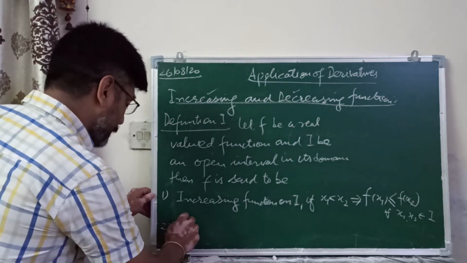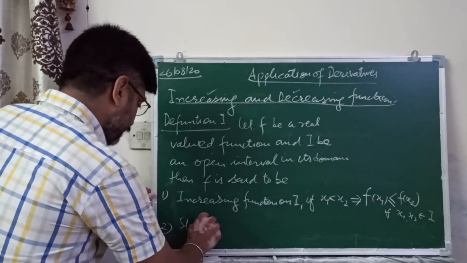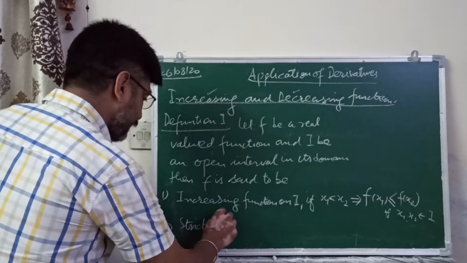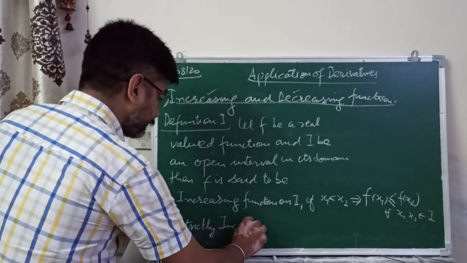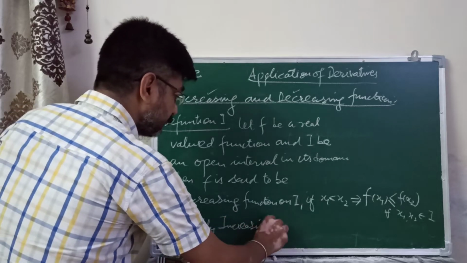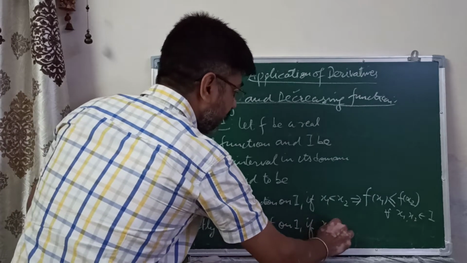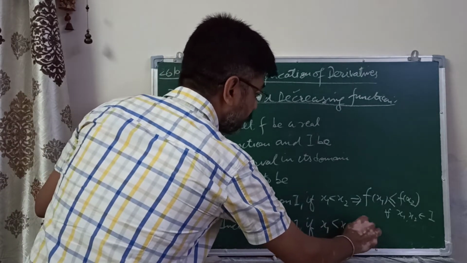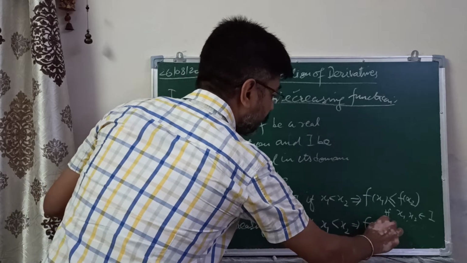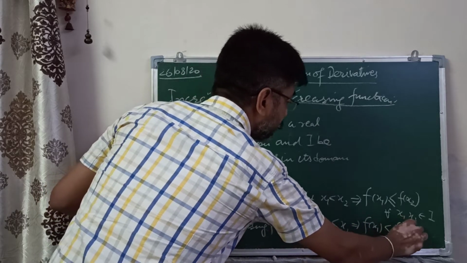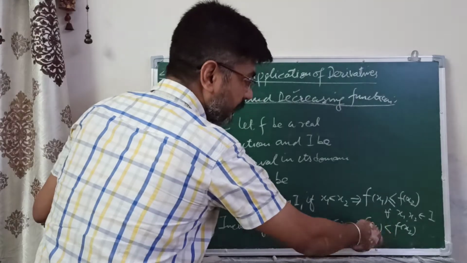Number 2, strictly increasing f on I if x1 less than x2 and f(x1) less than f(x2). There is no chance of being equal.